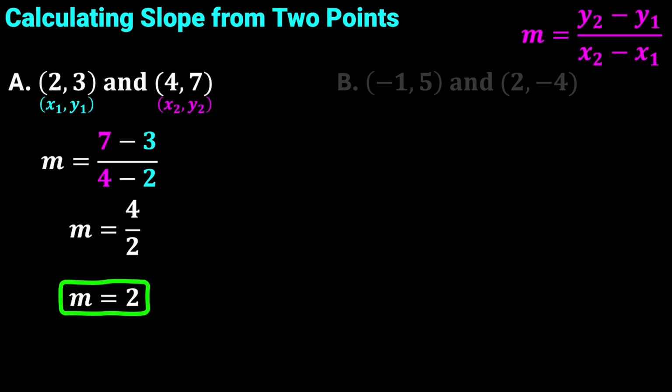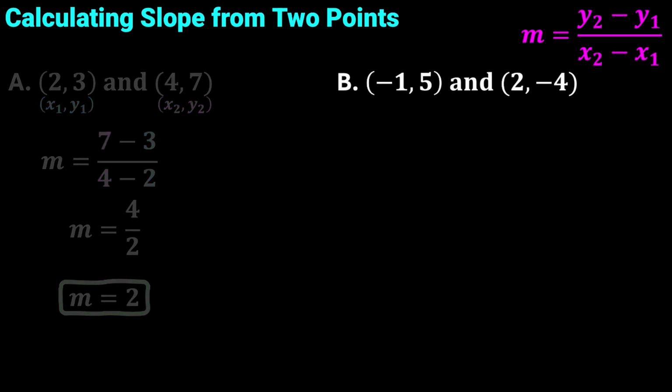Let's try a slightly harder example. What if my points are (-1, 5) and (2, -4)? Well, again, I'm going to label them (x1, y1) and (x2, y2), and then substitute them into my formula once again, except this time it's a little bit trickier because there's minus signs, so pay attention. y2 is -4, and y1 is 5. x2 is 2, and x1 is -1.